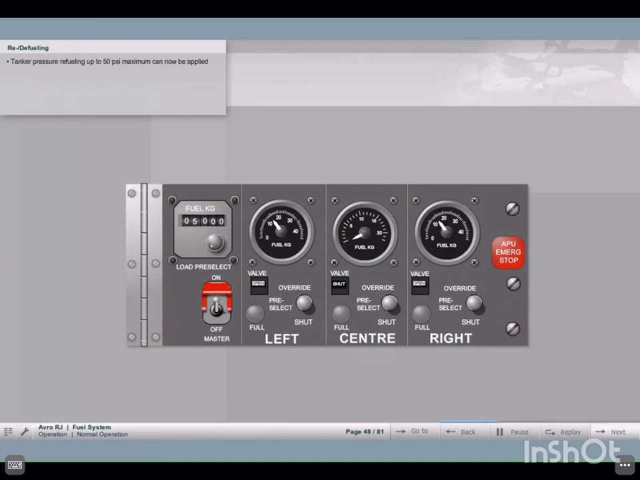Tanker pressure refueling up to 50 psi maximum can now be applied. Refueling stops automatically when the pre-selected fuel quantity is reached. The valve indicators read shut. Tank switches must now be placed to shut and the refuel master switch placed in the off position.